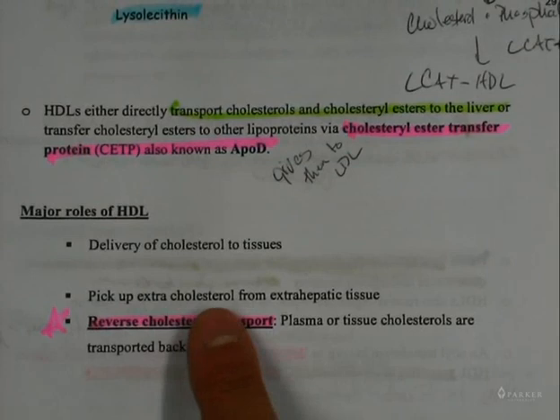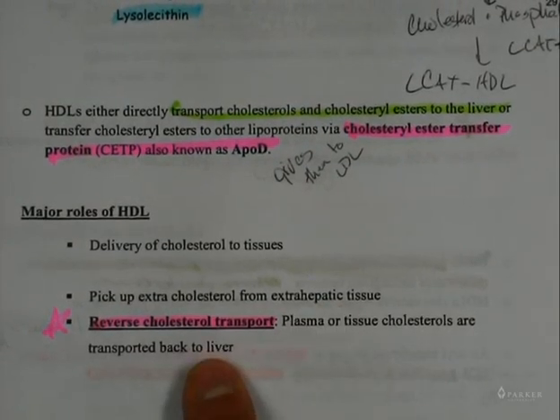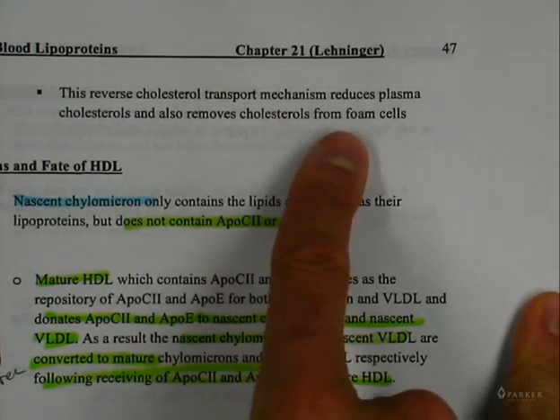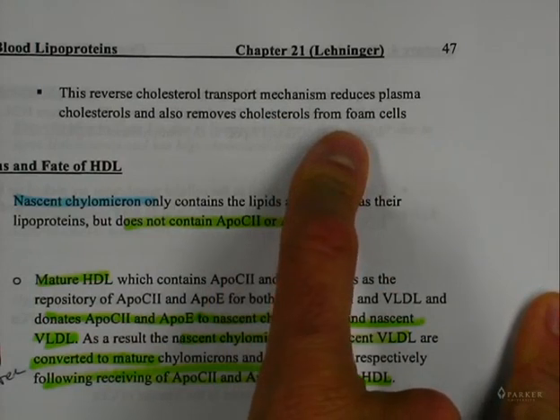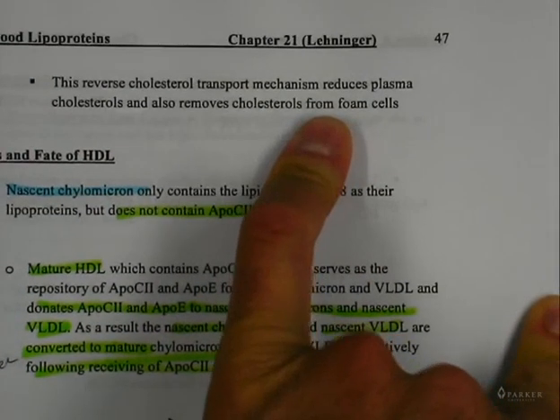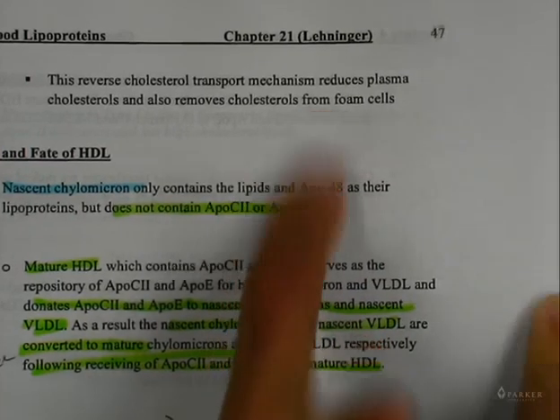What's that mean? It picks up extra cholesterol from the extrahepatic tissue and takes it back to the liver. It's good cholesterol. Reduces plasma cholesterols and removes cholesterols from foam cells, which are free radicals, which can do damage. Foam cells are also responsible for atherosclerosis and primarily the clotting and the hemorrhage that results in infarcts and embolistic strokes when you have a clot.